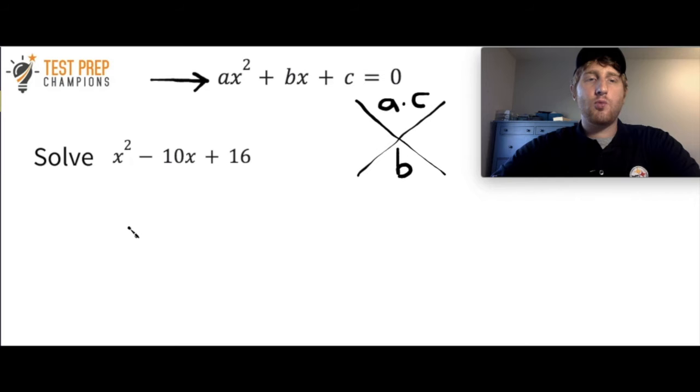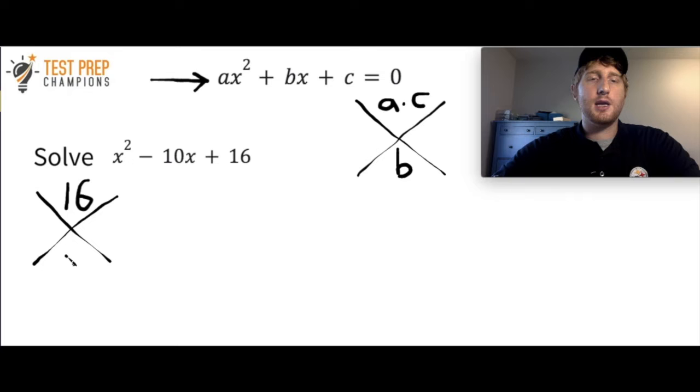And basically, the first step is going to be just like we did in the last example. So we're going to first start by multiplying A and C together. So what's my A going to be? My A is just 1, right? Because x squared, we don't write the 1 in front of it usually, but we just know it's 1. And we know that the C is 16. So 1 times 16 is positive 16.